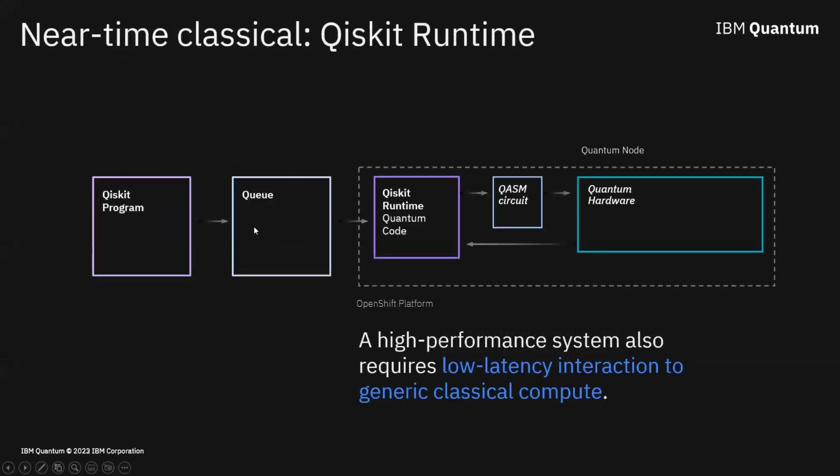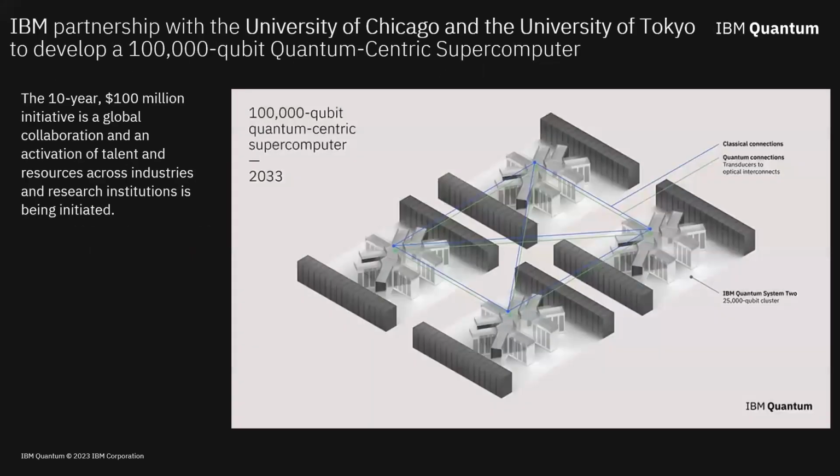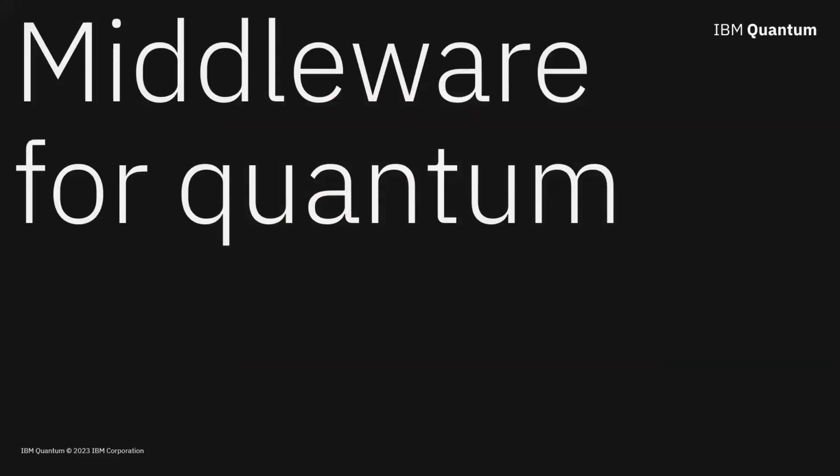How does it work? Basically, your Qiskit program goes to the queue, then you have the Qiskit runtime quantum code, and it will switch to a quantum assembler circuit, and that will send it to the quantum hardware. So as you can see here, it's this low-latency interaction, and you can use it directly from your code. Probably I have the code somewhere. If you give me a couple of seconds, I will show you how it works.